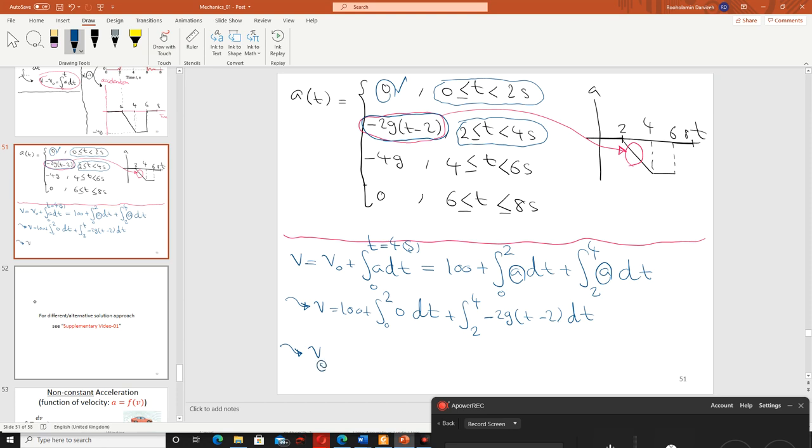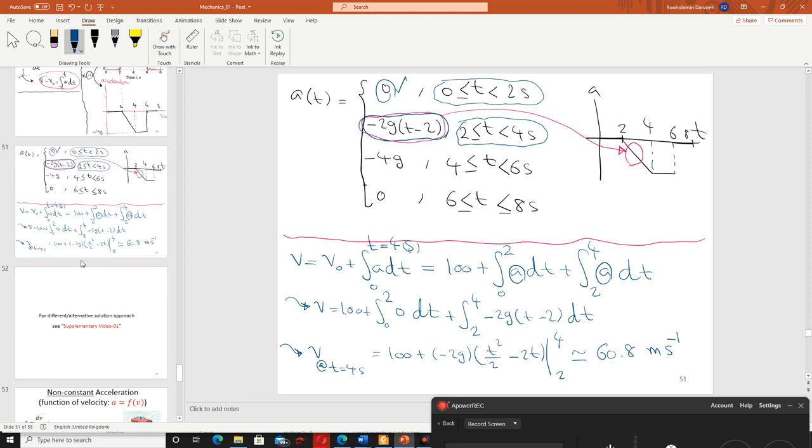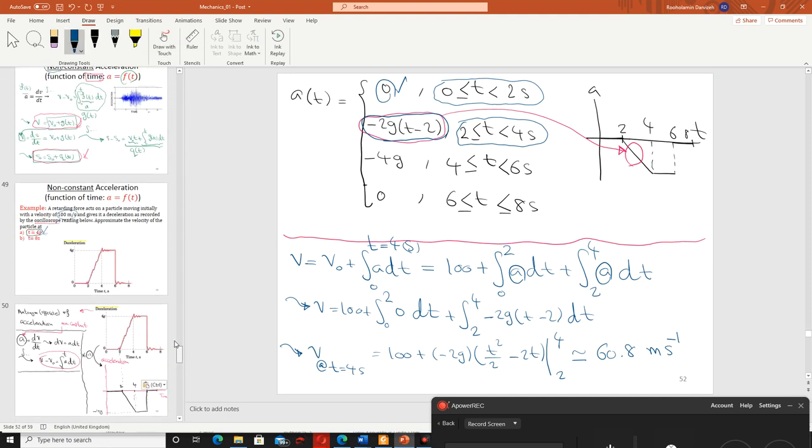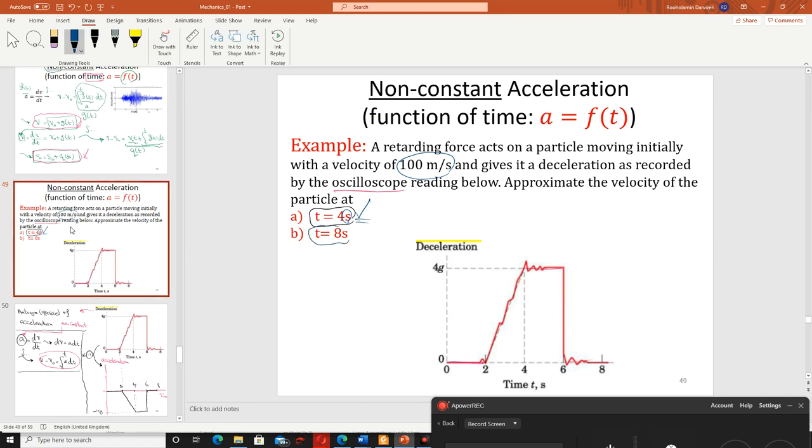Therefore, my V at t equals 4 seconds equals 100 plus, if you take this integration, minus 2g times t squared over 2 minus 2t between the limits of integration. If you replace the boundaries of integration, your velocity value would be 60.8. Don't forget the units, meter per second. This is the answer of the first part. The next section of the question asks the magnitude of the velocity for t equals 8, at the end of the process.